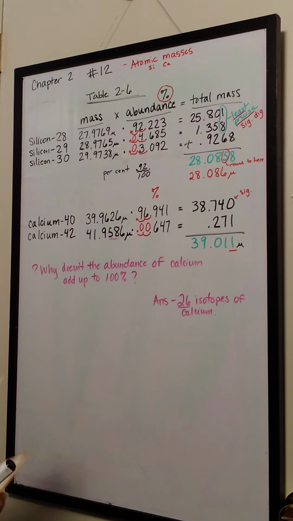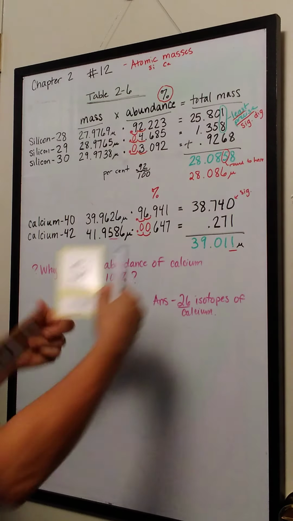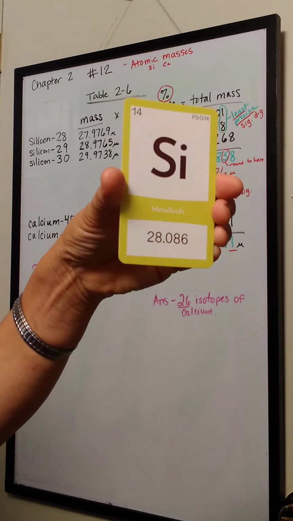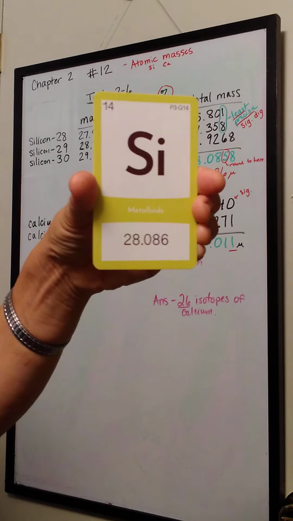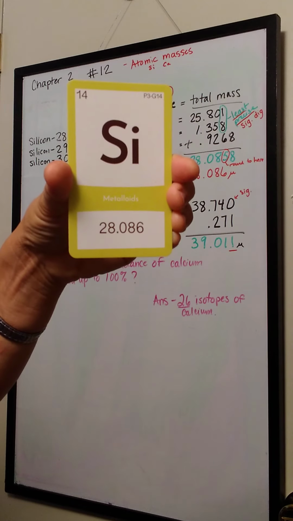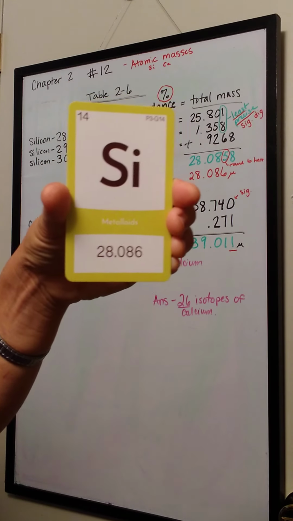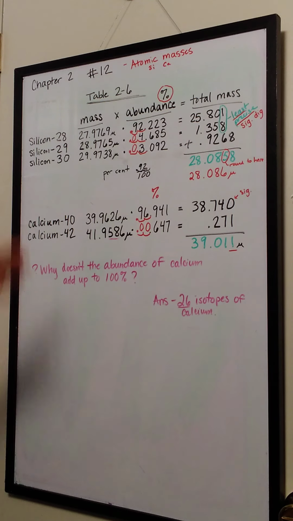And then we can compare that to this value, silicon, 28.086, which is very close. I think in the book it's 0.855 or something like that. But that points to the fact that these 3 isotopes account for almost all of the silicon in the world that was used to come up with that value in the back of your book.